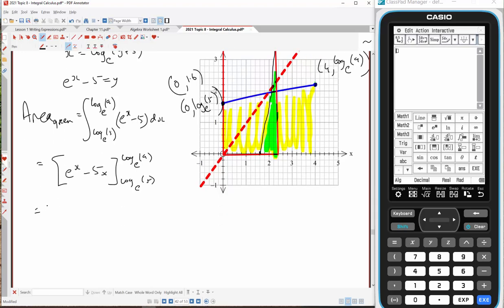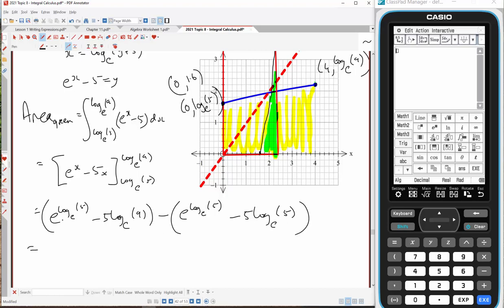Okay, so let's bang them in. e log e 9, take away 5 log e 9, take away e log e 5, take away 5 log e 5. Okay, now that should be a 9. So 9 take away 5 log e 9. Let's keep the brackets in there. Take away 5, take away 5 log e 5.